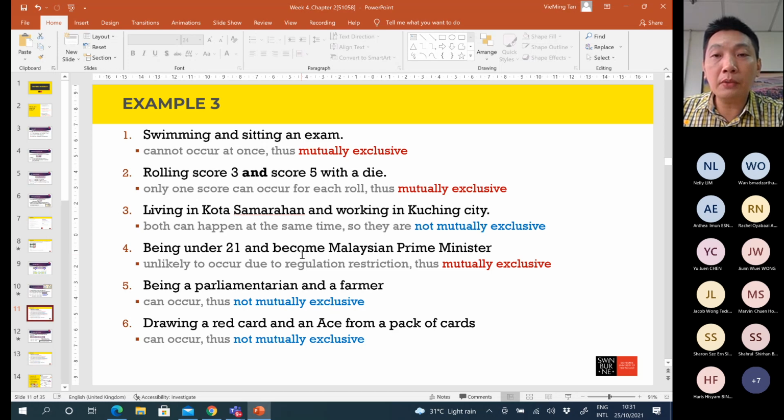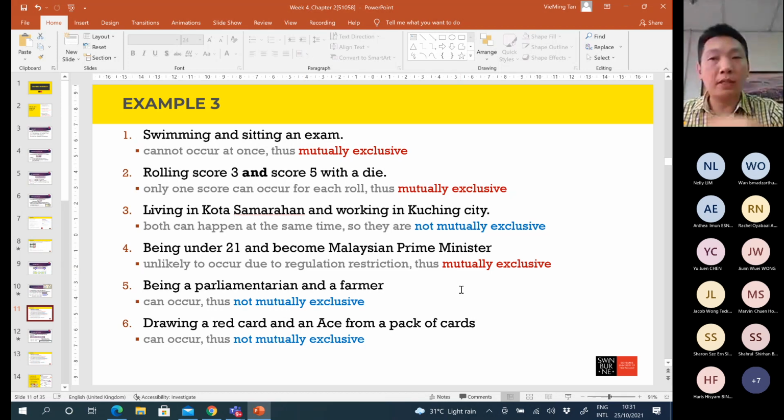In Malaysian rule, to become a Prime Minister, the candidate must be 25 years old or older. Cannot be below 25 years old. If below 21 years old, then it's not qualified to be nominated as the Prime Minister in Malaysia. So these two events cannot happen at the same time. As a result, these two events are considered mutually exclusive.